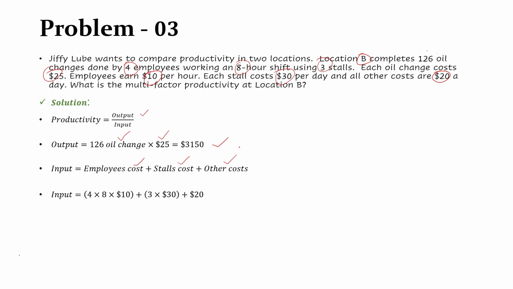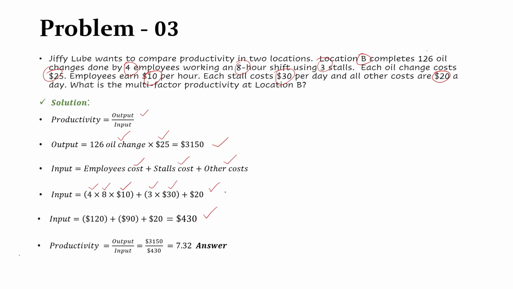We have the information of employee cost, which is there are 4 employees who work for 8 hours in a shift and they are paid $10 per hour. In stalls cost, we have 3 stalls and the cost of each stall is $30. And there are other costs that amount to $20. Now when we calculate the input, the value is $430. Now we have the value of output and input. We plug in these values in the productivity formula and our answer is 7.32.